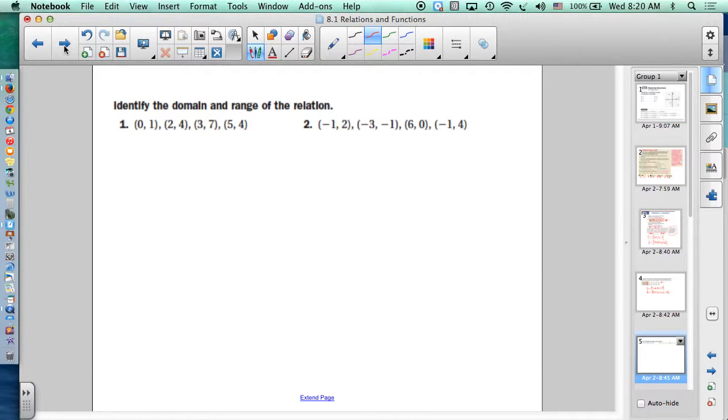Here are 2 examples for you to try now. Please press pause, go ahead and attempt these 2 problems, and then you can unpause it and check your answers as I work them out up here.